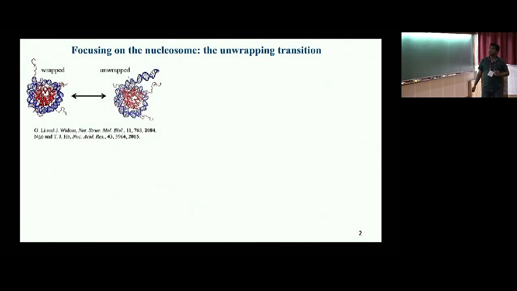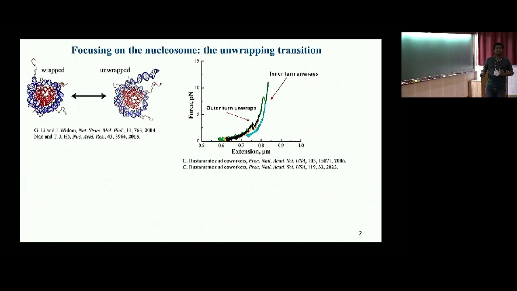So what got us really interested in this problem is this unwrapping transition of nucleosomes. So nucleosomes, as you know, in here you could see some section of the DNA unwrapping from the histone core, and this is what gives it access to the various kinds of transcription machineries. And let me summarize some of the very seminal experiments that people have done in this field.